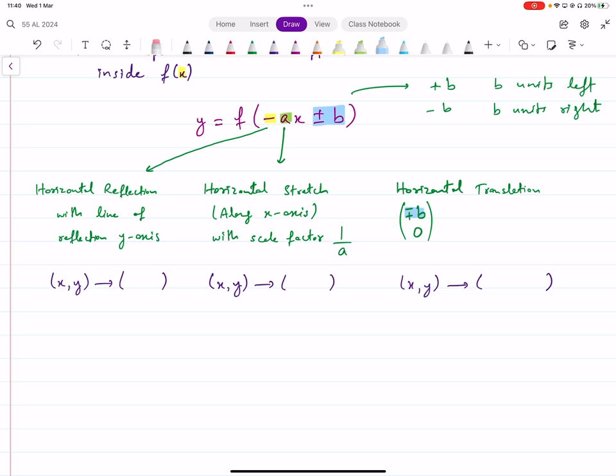Okay, now what about the coordinates? What happens to the coordinates when you do these transformations? So what happens with reflection? Horizontal reflection. Reflection in the y-axis.